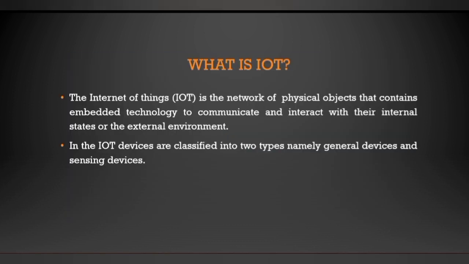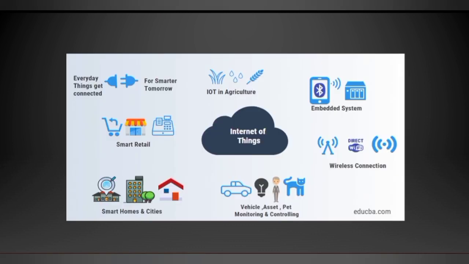IoT devices are classified into two types, namely general devices and sensing devices. The general devices are the heaters, refrigerators, alarms, etc. And the sensing devices are the sensors like the LM35 temperature sensor, LDR sensor, etc.